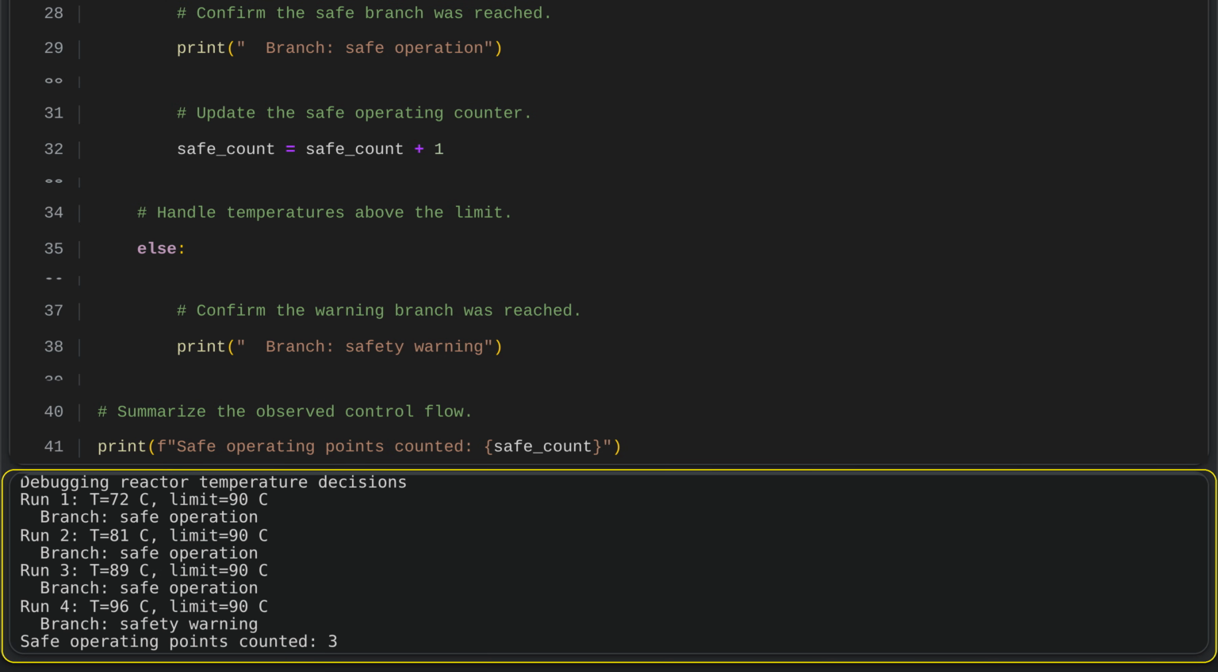This script checks reactor temperatures against a safety limit of 90 degrees Celsius. It reports each temperature, marks safe readings, warns when the limit is exceeded, and counts how many readings are within range. This makes the control flow easy to follow and supports clear debugging.